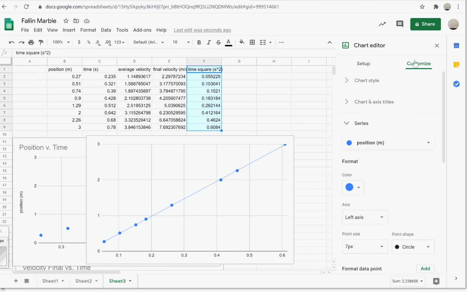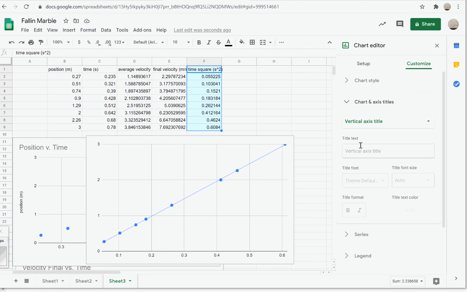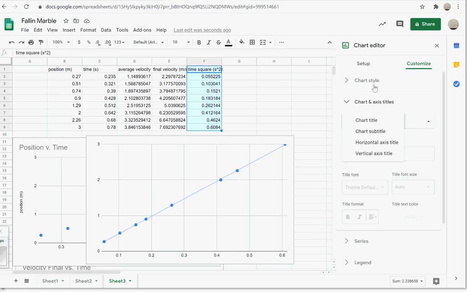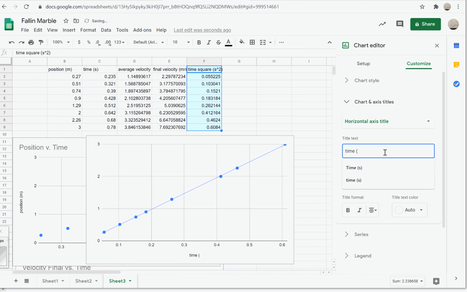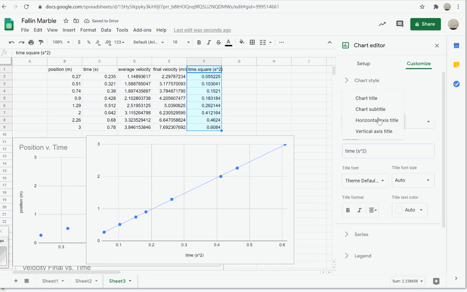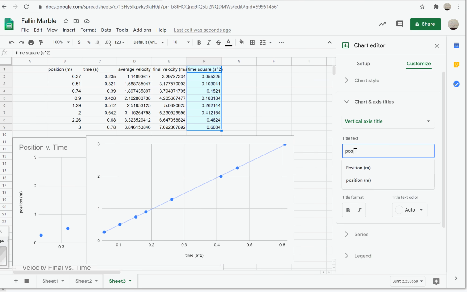So let's go in and customize this graph a little bit. Let's change our titles on here, chart title. So this is position versus time square. And what we've been doing is establishing the relationship for an accelerating object. Let's see, that would be seconds square. We've been establishing the relationship for position and time for an accelerating object. And what we've been able to learn is that it is a square relationship.